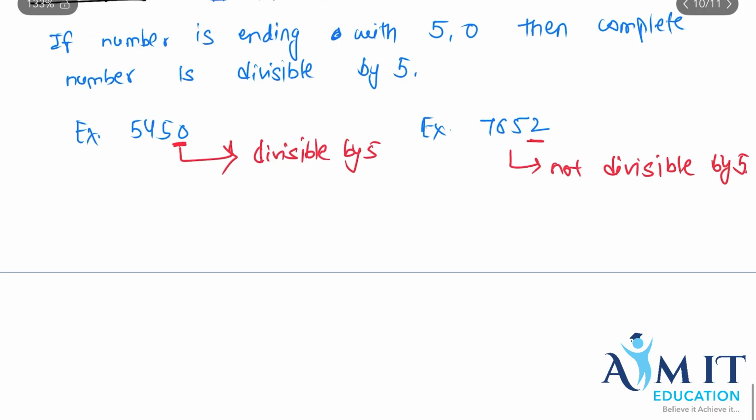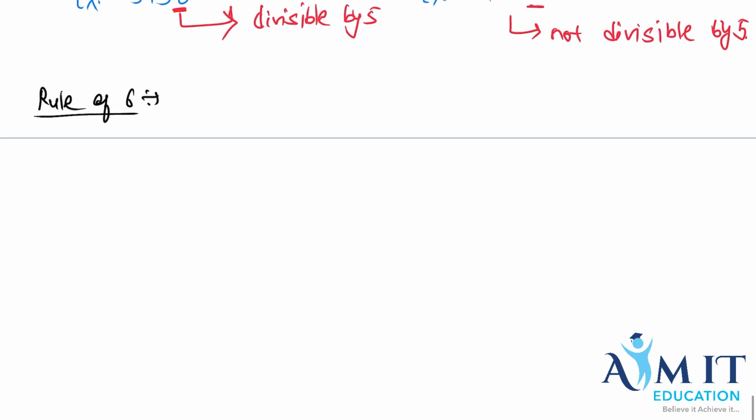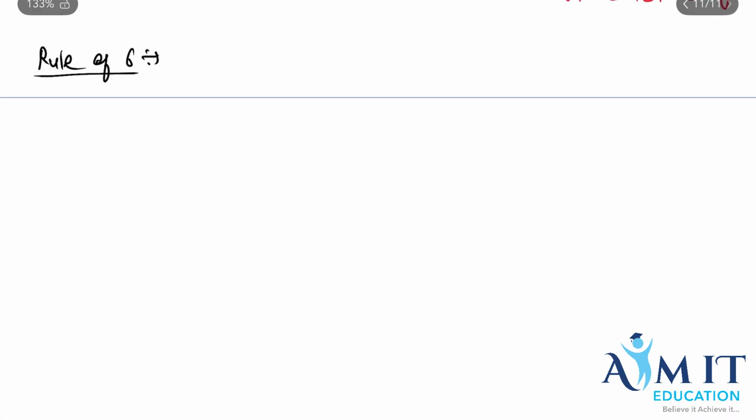Okay, next we have the rule of 6. Now this is a composite number. So what are the factors of 6? It is 2 and 3. So if a number is divisible by both numbers, to make 6 we want 2 and 3 as factors of a number. Both 2 and 3 should be present in your number, then it will be divisible by 6.